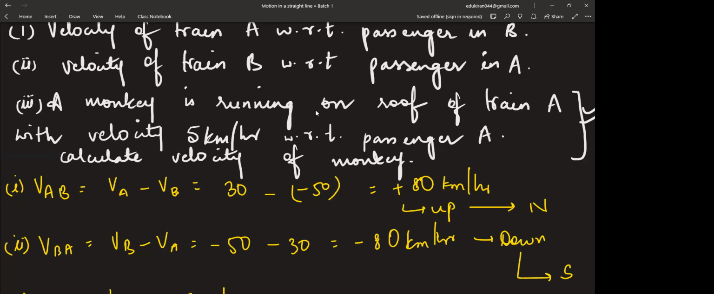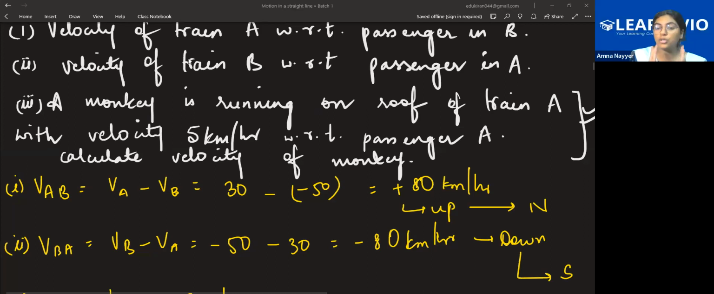Last part says that a monkey is running on the roof of train A with velocity 5 kilometer per hour. With respect to passenger A, you have to calculate the velocity of monkey. Velocity of the monkey means the individual velocity, that is the velocity of monkey with respect to a person who is standing on the ground. Vm you have to calculate. But what are the other things that are mentioned? What exactly is this 5 kilometer per hour?